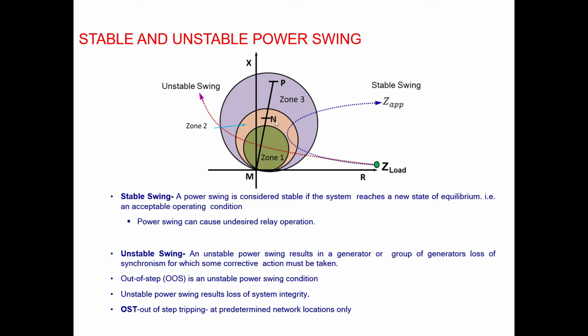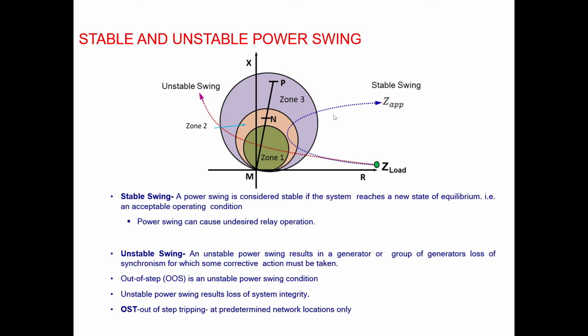This we have already studied during our lecture 1 and lecture 2, how these zones are set, how the reach of zone 1, zone 2, zone 3 are decided, what is the time of operation of zone 1, zone 2, zone 3, that we have already studied. Now, in case of power swing, as I have already explained, it can be of two types. One is the stable swing and another is the unstable swing.